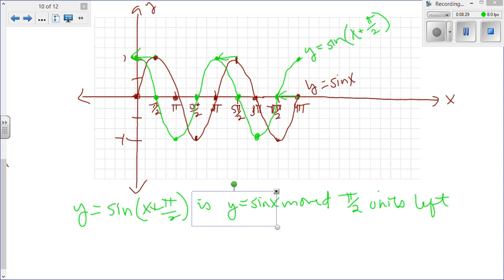Now, if you look closely at that, that green curve looks surprisingly like a cosine curve. A cosine curve and a sine curve are related to each other. The cosine curve is just a phase shift of the sine curve.